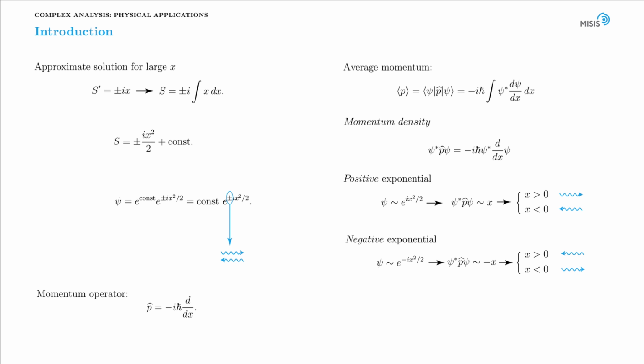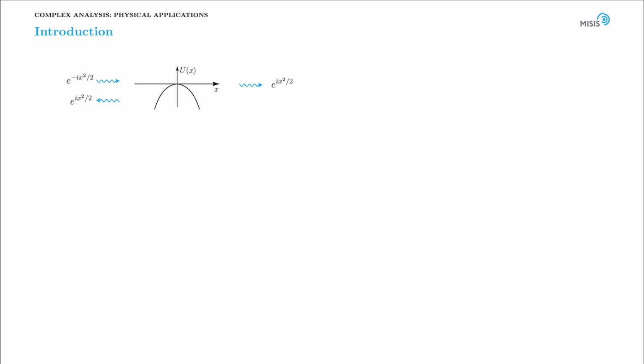First, let us remind ourselves that our solution should describe a scattering event. That implies that the solution at large positive x should look like the outgoing electron wave, so it's e to the i x squared over 2, while at large negative x it should take the form of the sum of incoming and reflected electrons. Here, watch carefully for signs in the exponents. Therefore, we expect our solution to have the following asymptotic behavior.